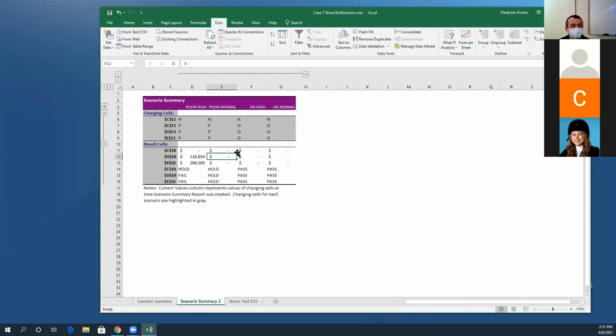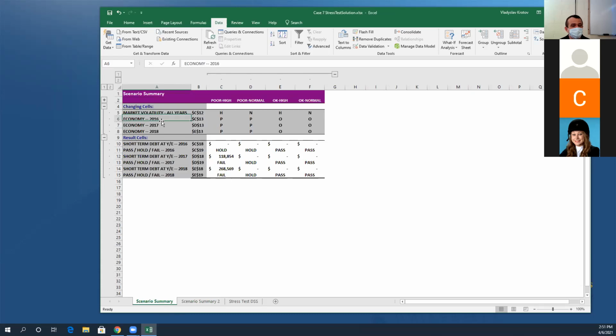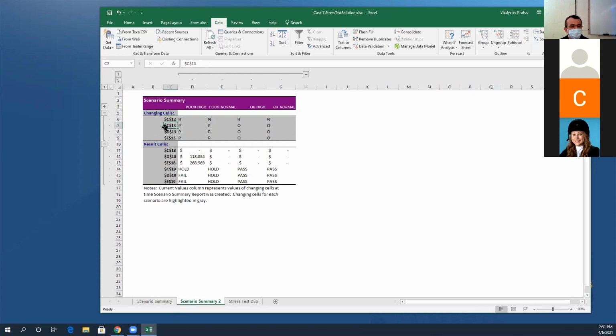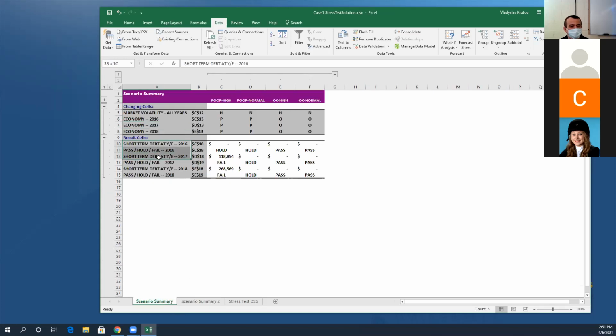So what you need to do to complete this assignment, you need to format. First of all, for the changing cells, don't keep just the cell value, enter the name of that value, right? So here, economy 2016, economy 2017. So add labels for these cells, what those cells mean, right? And do it for all rows.